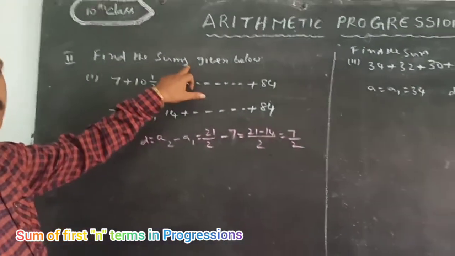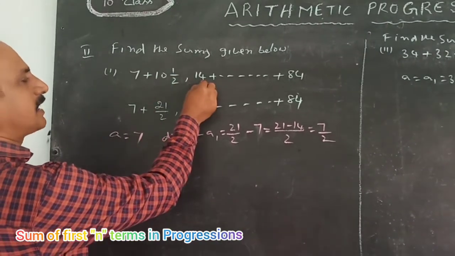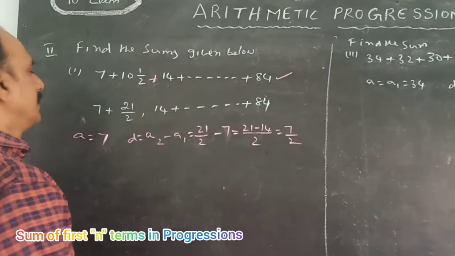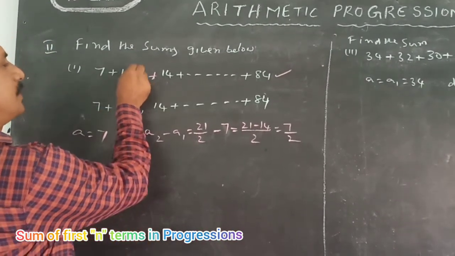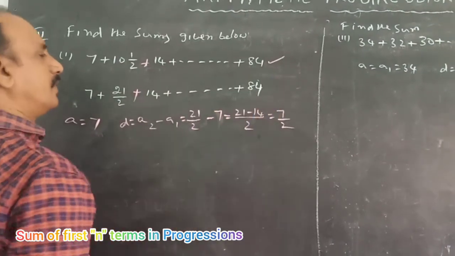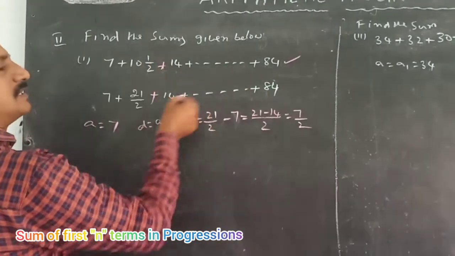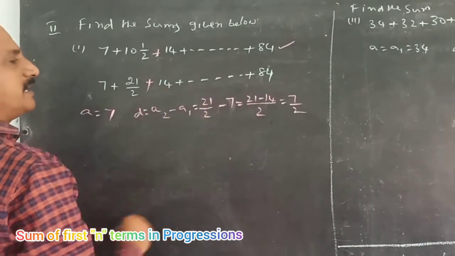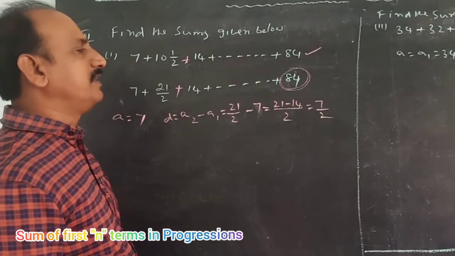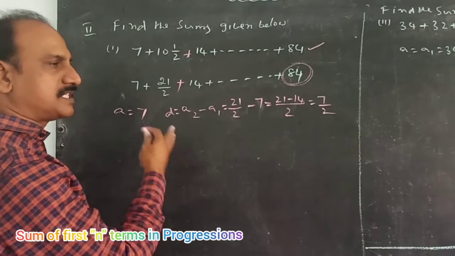Find the sums given below. Here 7 plus 10 1 by 2 plus 14 plus and so on plus 84. Find the sums of the given. How many terms are there? Here 84 is which term? We already know from the previous exercise, it is the nth term. Find out the number of terms.